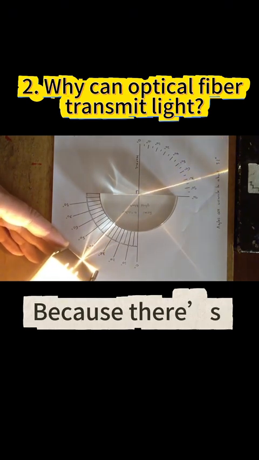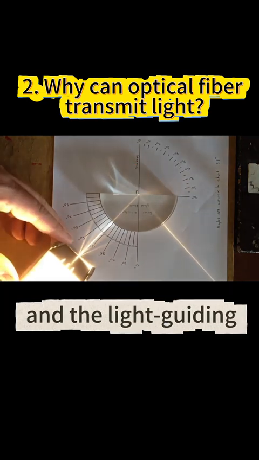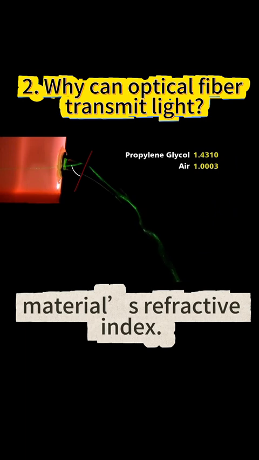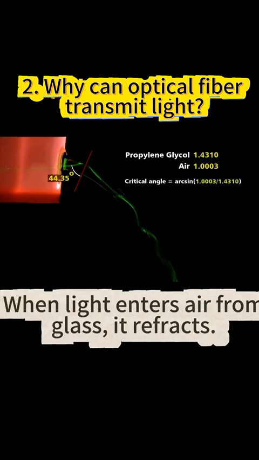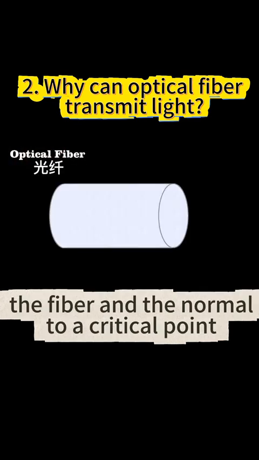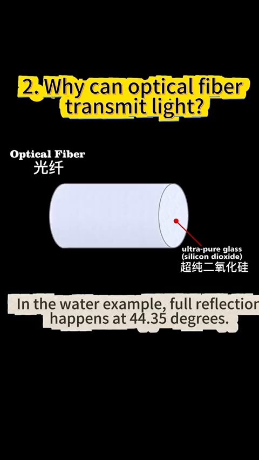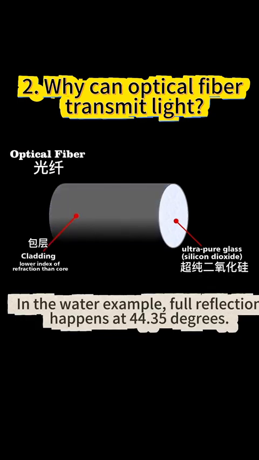Because there's a difference between the refractive index of air and that of the light-guiding material. When light enters air from glass, it refracts, increasing the angle between the ray and the normal to a critical point, which triggers total reflection at the interface. In the water example, total reflection happens at 44.35 degrees.